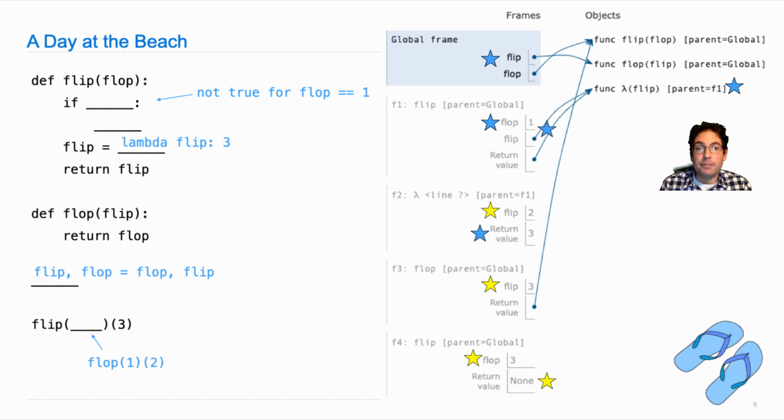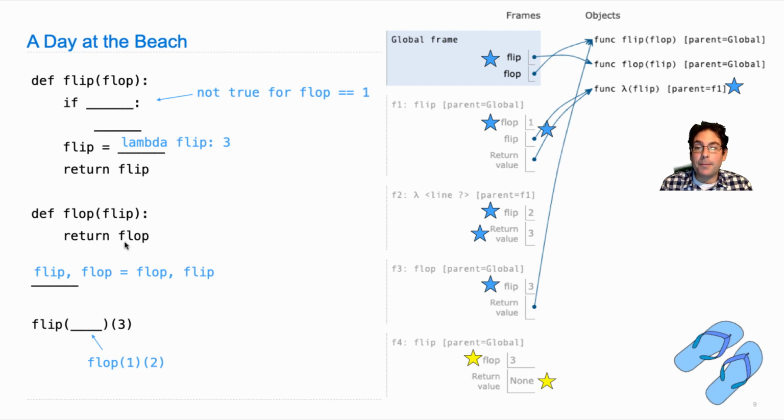Using a call expression. I figured out to put the number 2 here because I see here in the environment diagram that the lambda is called on 2. So I've accounted for that. It returns the number 3. Okay, so flop(1)(2) gives me the number 3. Flip is the flop function. We do need to call the flop function on the number 3, and that's exactly what we have. So we've actually accounted for this as well.